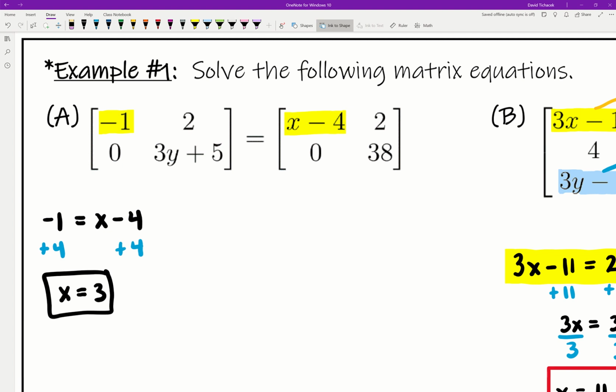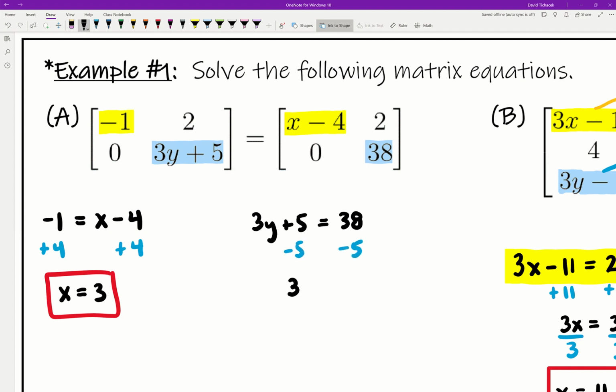In the next case here, we need to solve for y, and we can do that very similarly. We notice that y shows up in this expression in the bottom right-hand corner of the matrix. So we set that equal to the bottom right-hand corner entry on the other matrix. That is going to be 3y plus 5 is equal to 38, in which case we perform our inverse operations to solve for this. 3y is going to be equal to 33. Divide both sides by 3, and we get y is equal to 11. So very simply done.